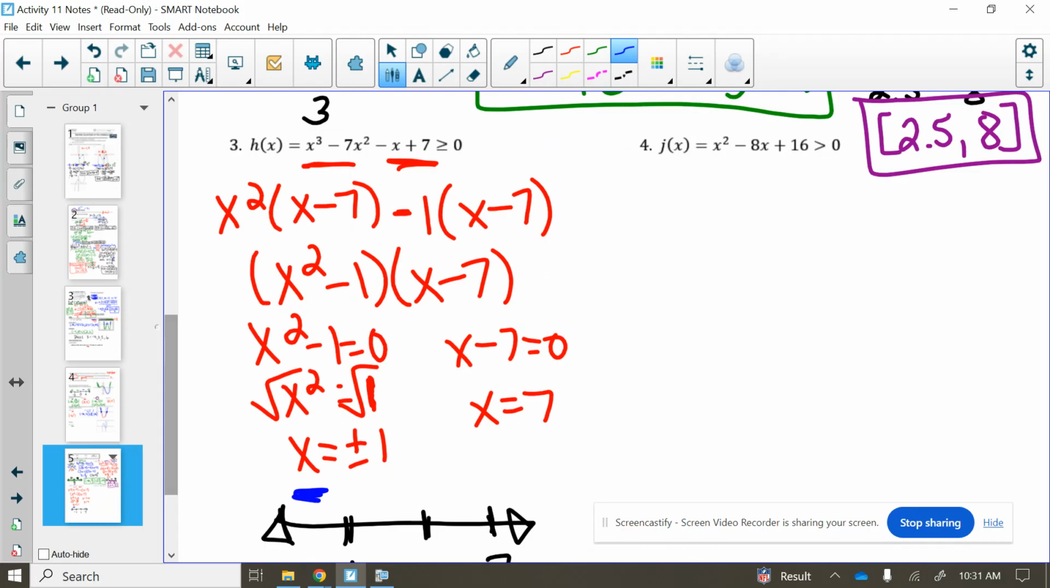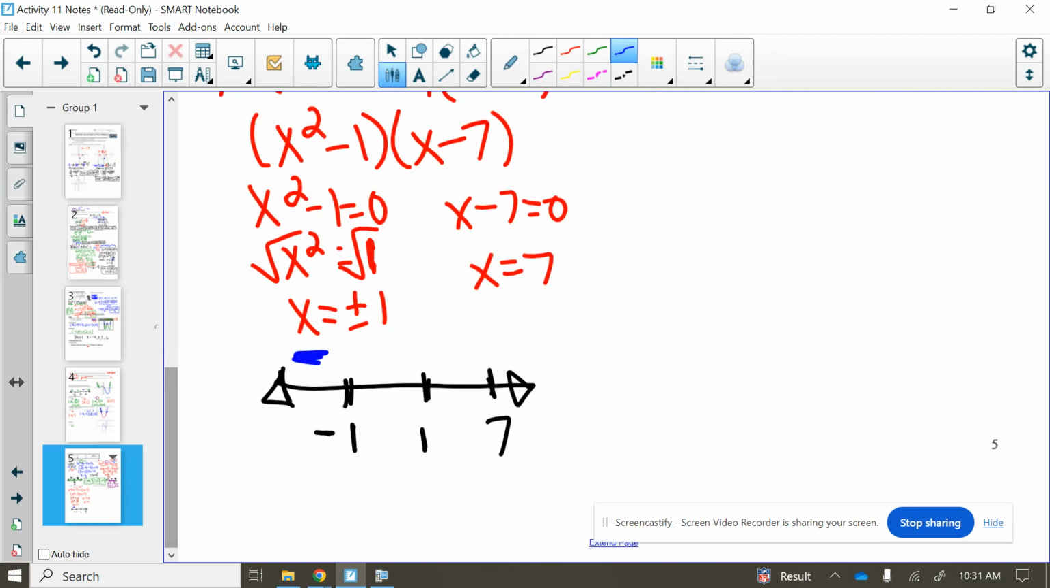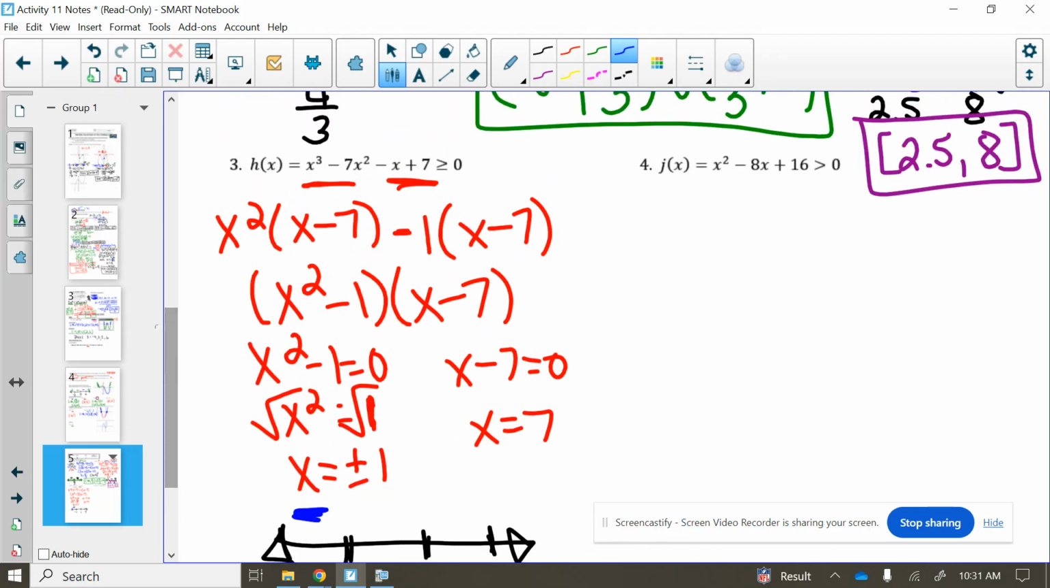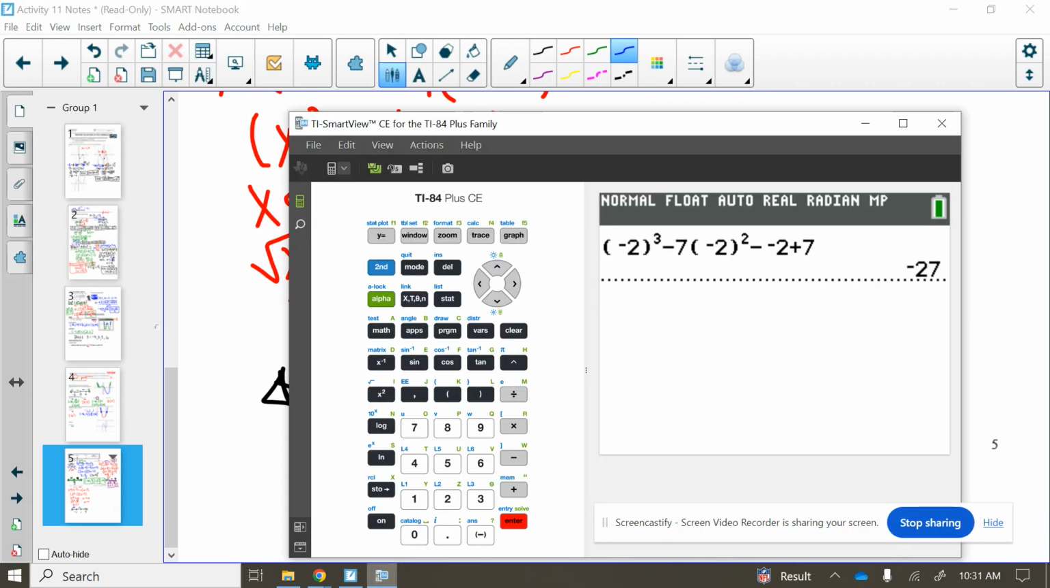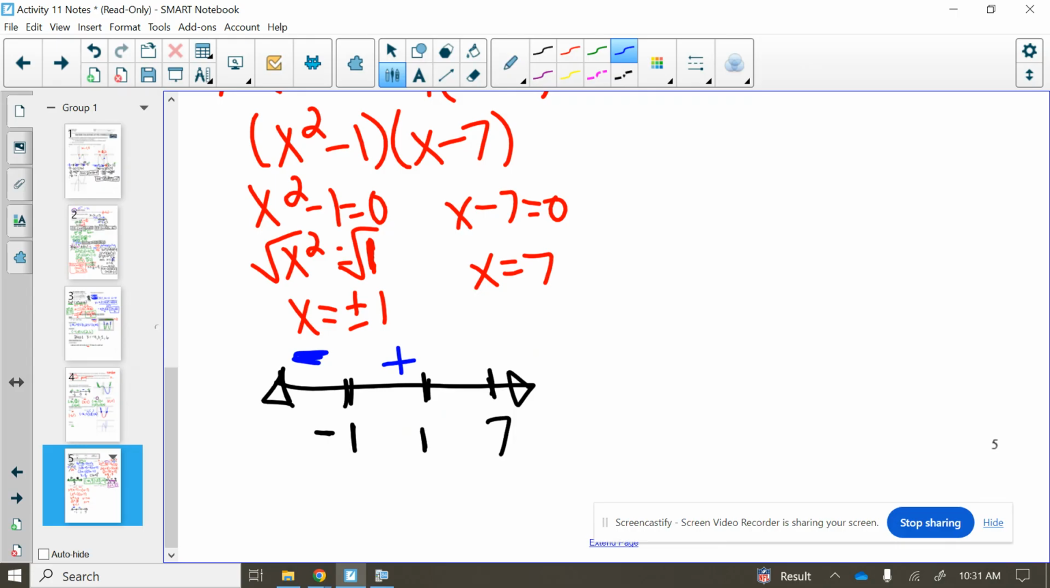And then from there, we're going to plug in a value between negative 1 and 1, so 0, for instance. Actually, all of this will cancel out, and we have a positive. And then between 1 and 7, we could plug in a number like 3, because that is a number that will fall in between 1 and 7. So we plug in 3 for our x value. And what we notice on this one is that we get another negative output.